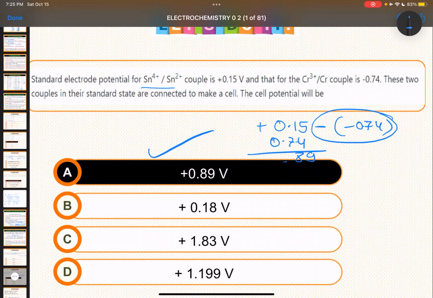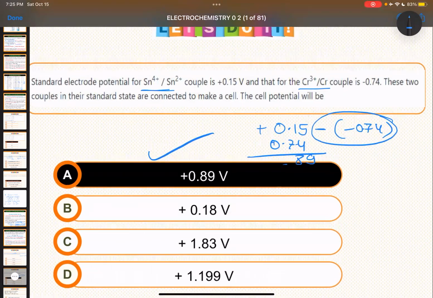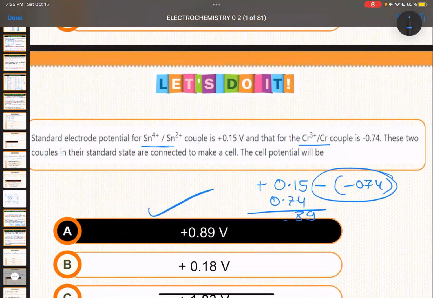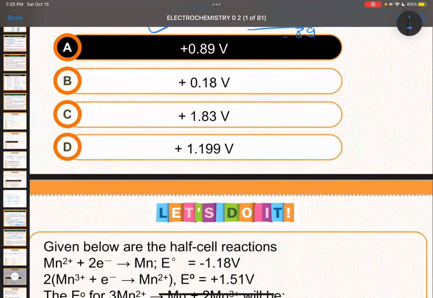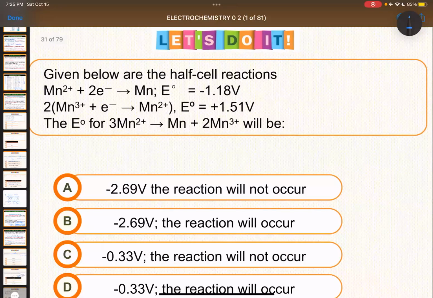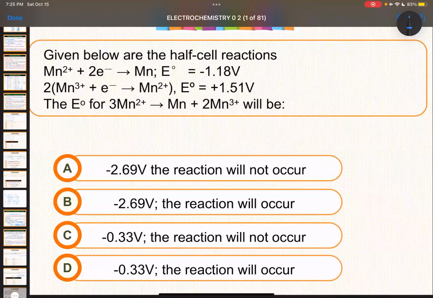Just look at them very carefully, because in the examination they may not give you both as reduction potential. They may give some reduction potential and oxidation potential for some of them. So you need to convert all of them to reduction potential, and in order to make a cell out of it, you need to take the higher reduction potential minus the lower, along with the sign, so that is plus. Okay, yeah. So this is also a cell.